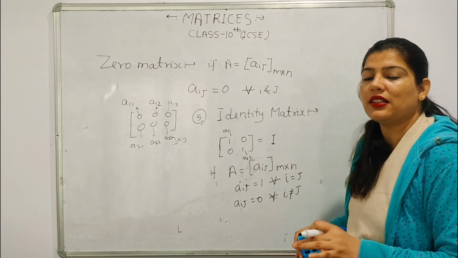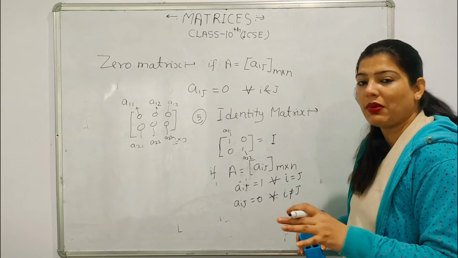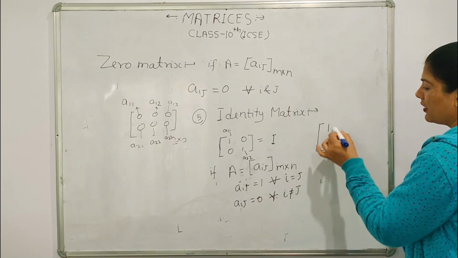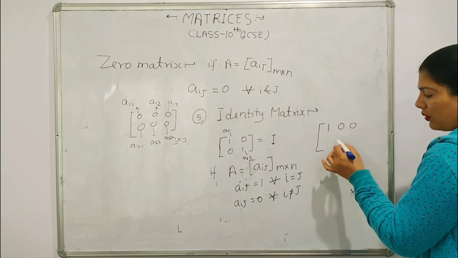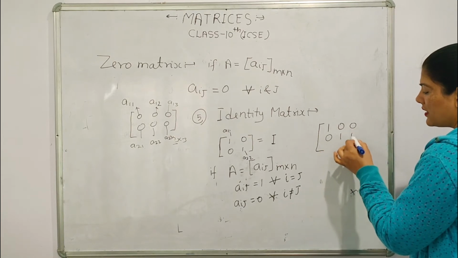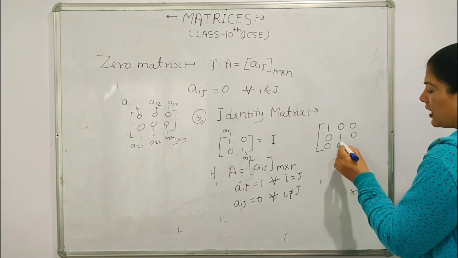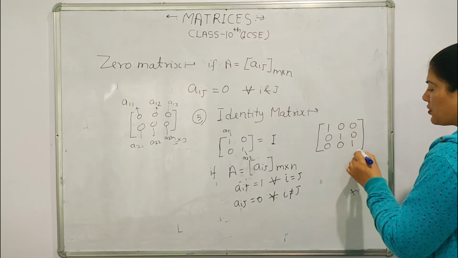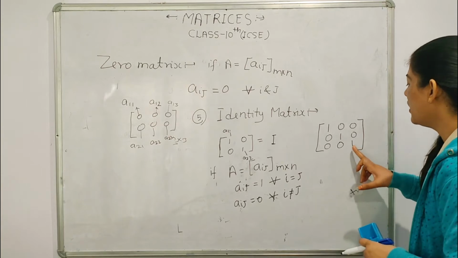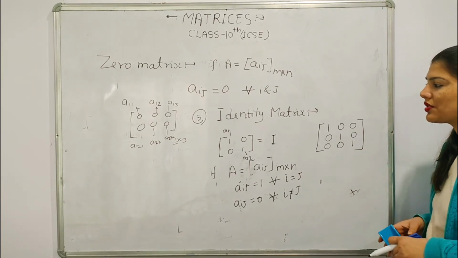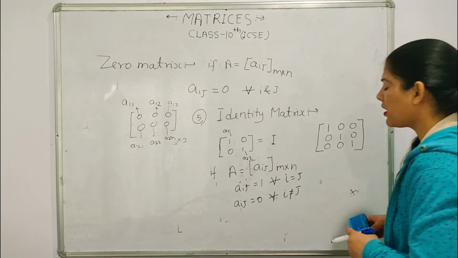If you consider the identity matrix of 3 by 3, you will write that matrix as 1 0 0, 0 1 0, and 0 0 1, because for A22 i is equal to j, and those elements should be equal to 1, and in the third row A33 should be equal to 1. So this is also the identity matrix.